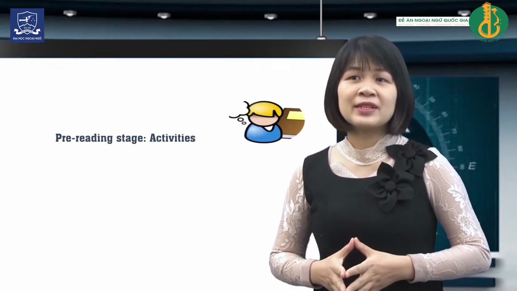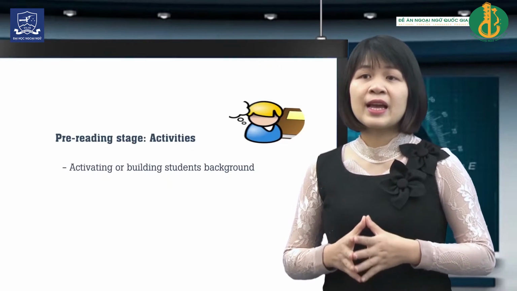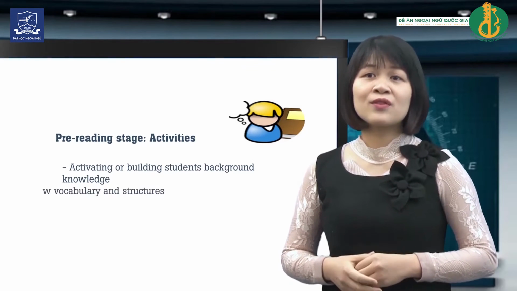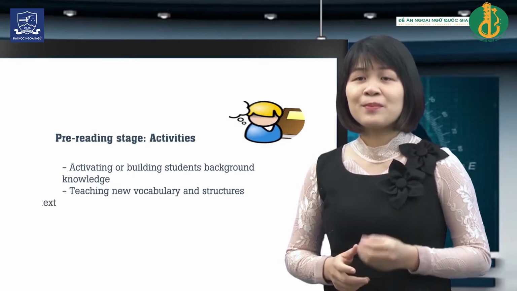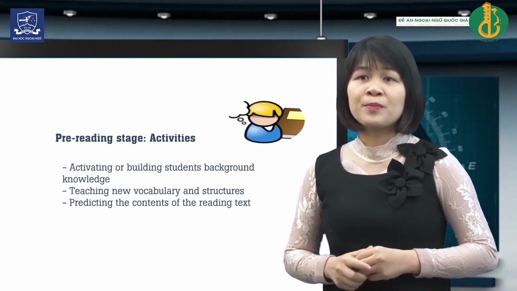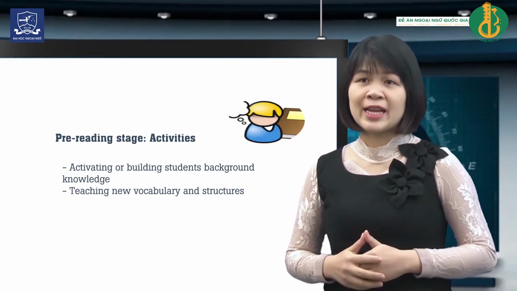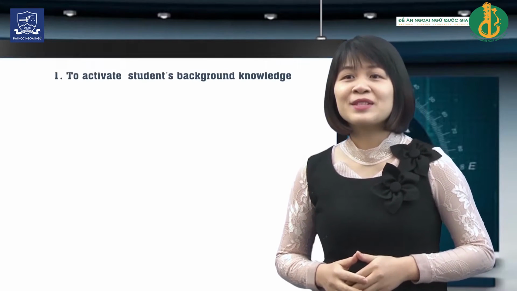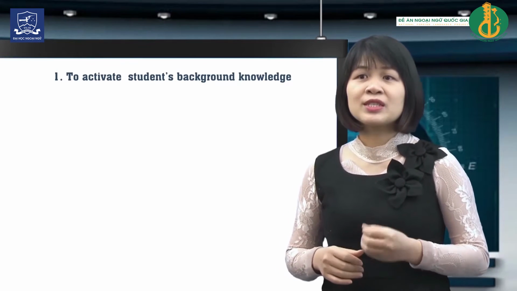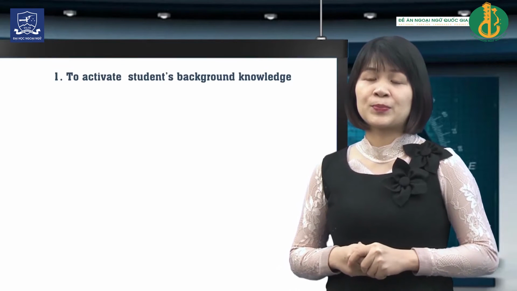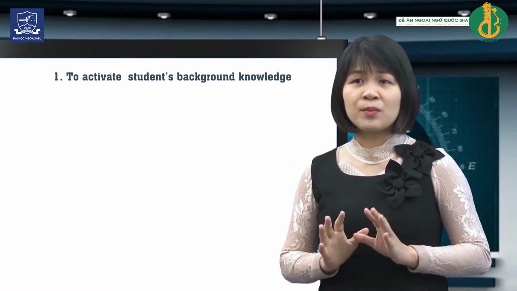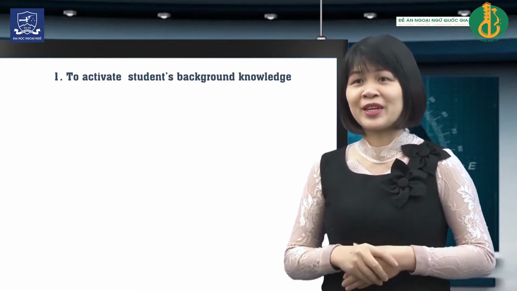The following activities aim at activating and building students' background knowledge of the subject, teaching new vocabulary and structures, and predicting the contents of the reading text, and ultimately preparing students for the reading stage. Now, let's begin with the first purpose of pre-reading activities, which is to activate students' background knowledge. Activating students' background knowledge is also one of the most important principles for teaching reading.